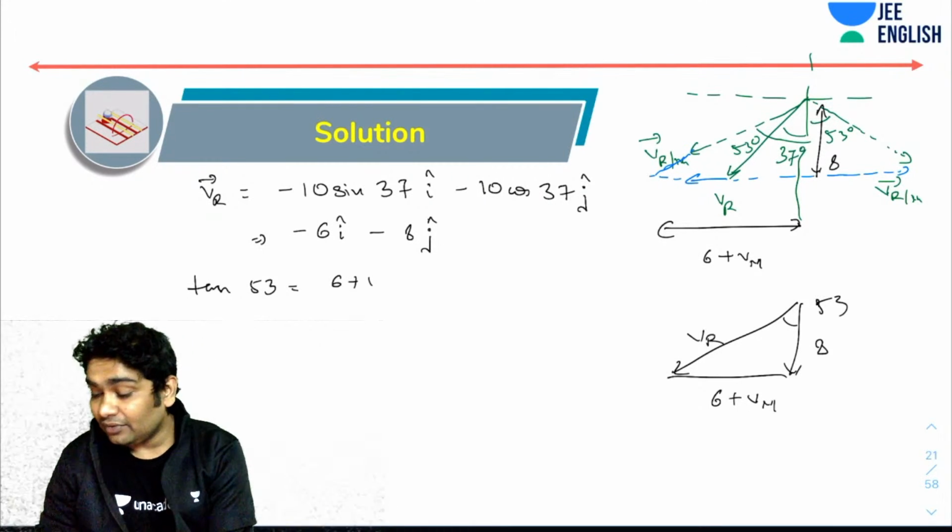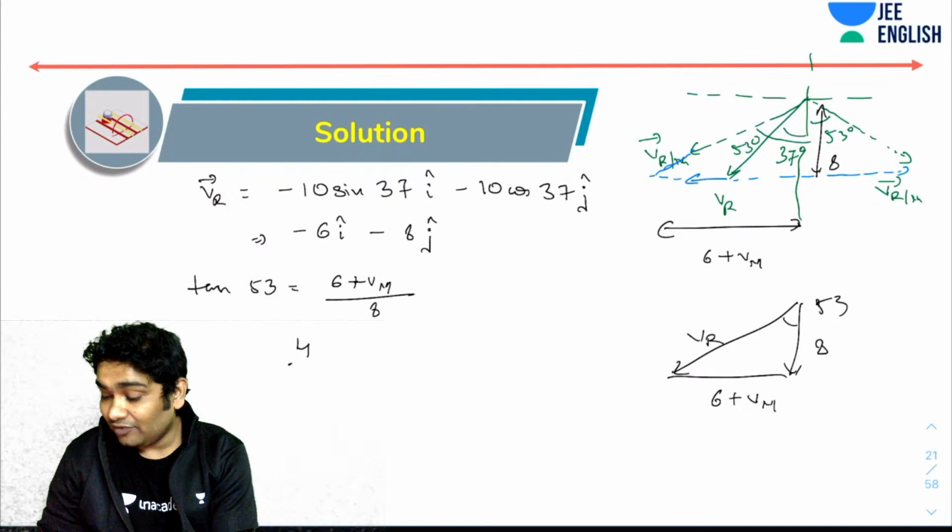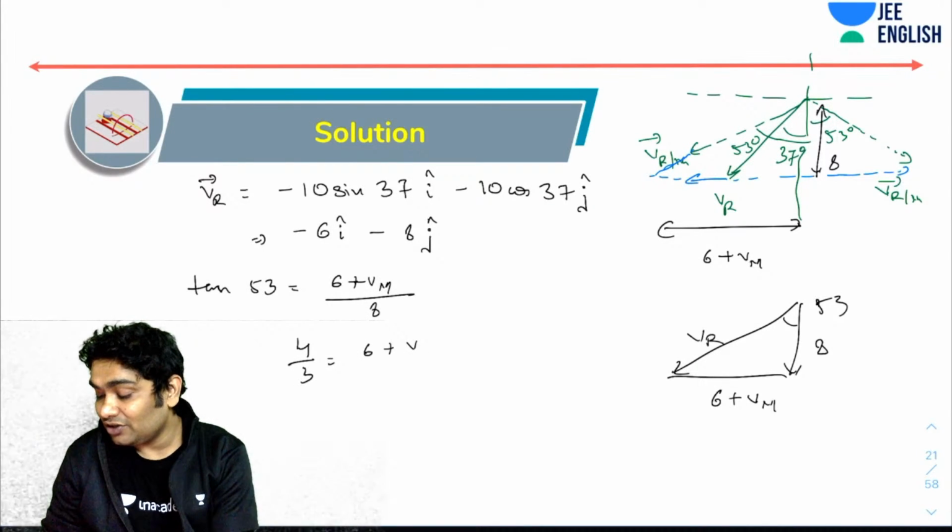Now, what does that tell me? Tan of 53, if you know, is 4 by 3. I'm getting 4 by 3 equals 6 plus velocity of man over 8. So from here, I'll get velocity of man equal to 32 minus 18 by 3.